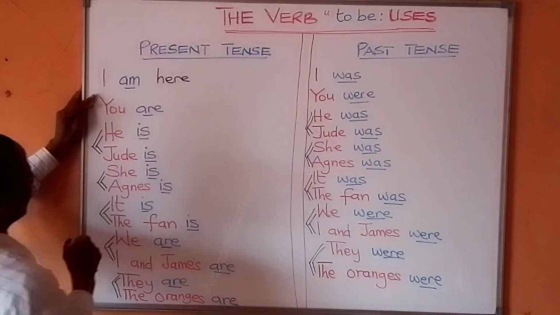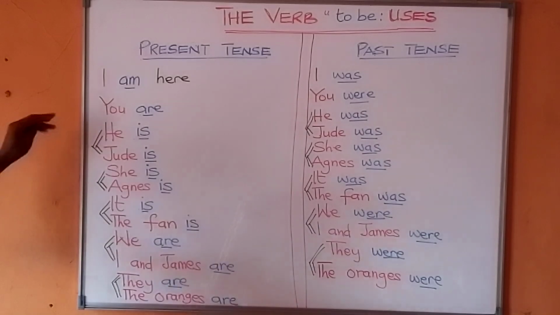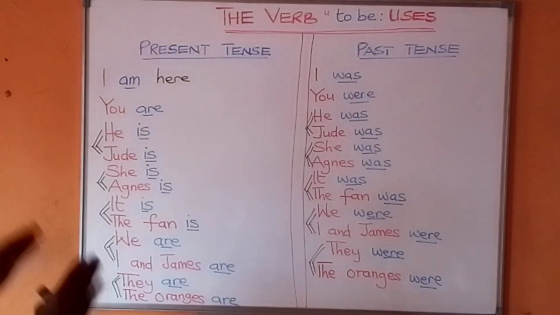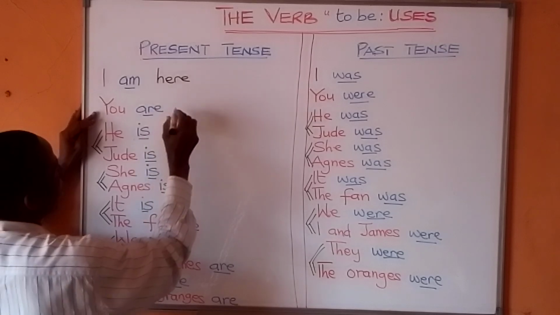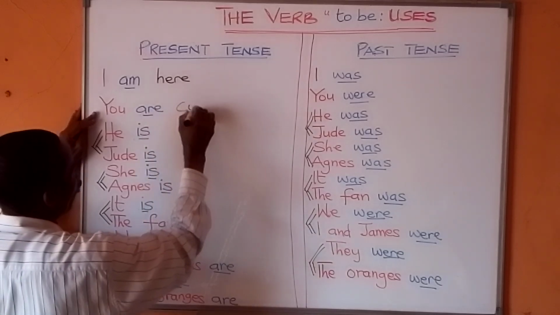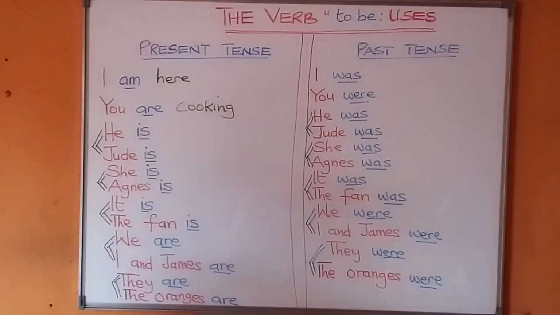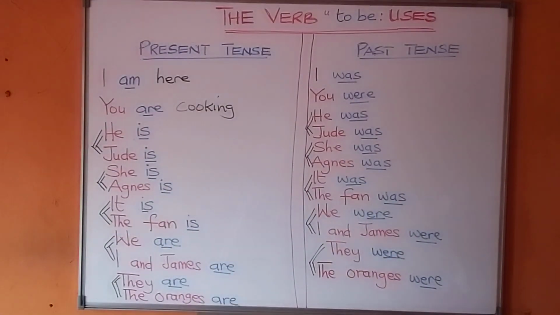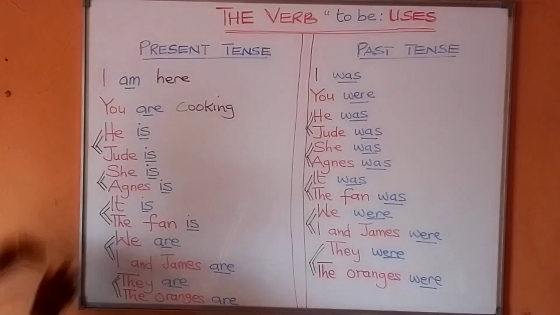Now, when you say I, remember present, when you are saying something now as a beginner. You say you are. Let's say you are cooking. You are cooking, you are going home, you are here, you are in the car, you are learning, you are studying, you are there.